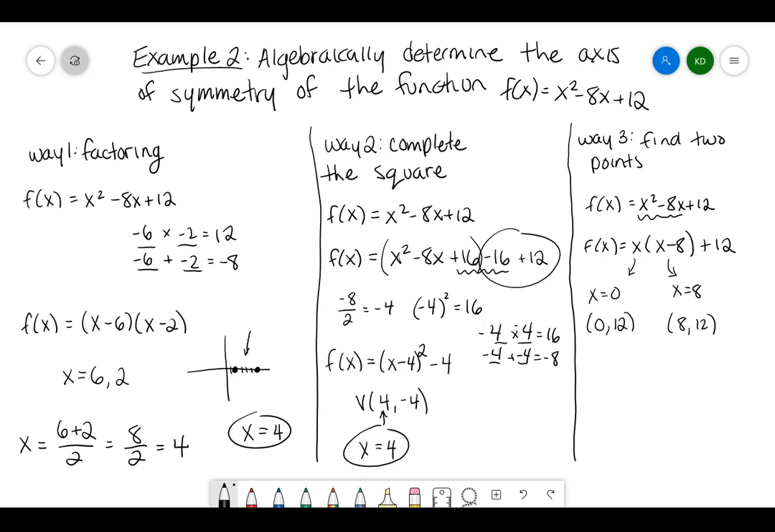Now we're just back at the very first problem. I'm just trying to find the middle ground between the x values. So I'm going to take the two numbers, add them together, and divide by 2. So this will give me 8 divided by 2, and once again, we have 4. So there are 3 different ways of algebraically determining the axis of symmetry for the following function.